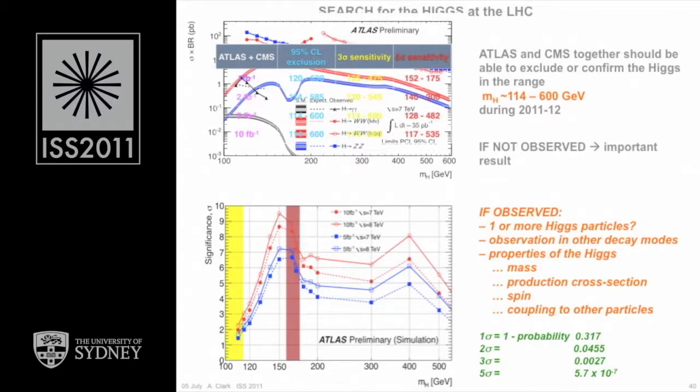And if we have 10 inverse femtobarns at 7 TeV by the end of 2012, we will be able, to a level of less than 1 part in a million, to discover the Higgs at about 125 GeV. Here we have 5 inverse femtobarns for each experiment, 10 total. We can have 5 sigma sensitivity between 117 GeV and 535 GeV. So we believe that if the standard model Higgs exists, we will discover it before the end of next year, if it exists.